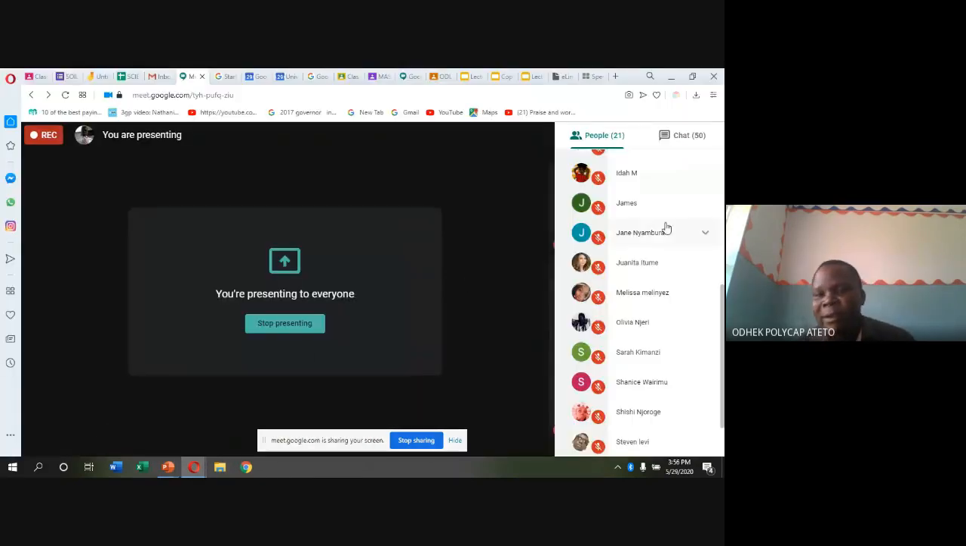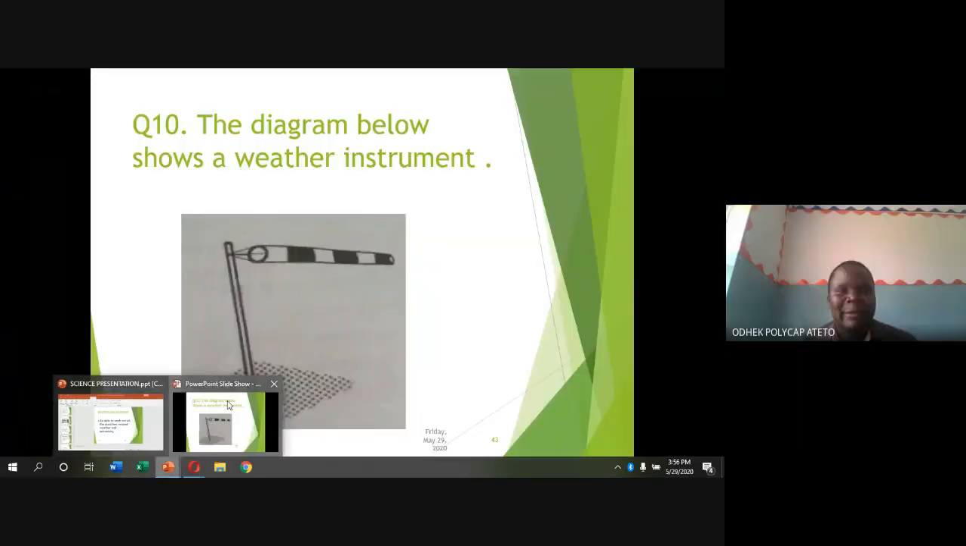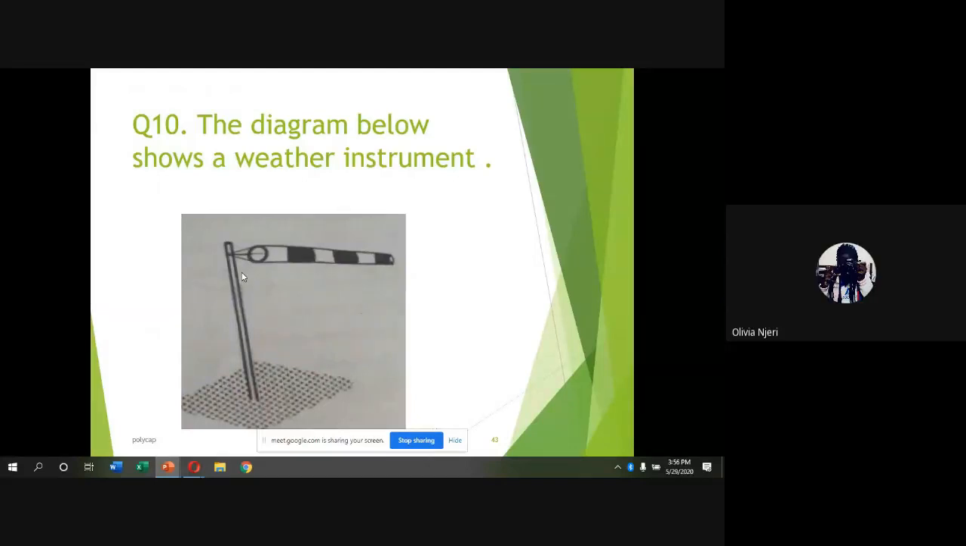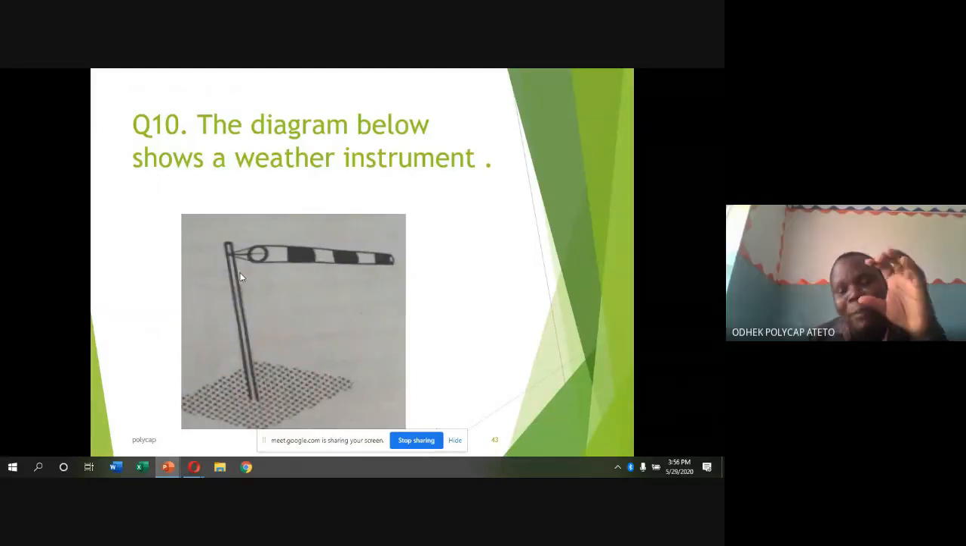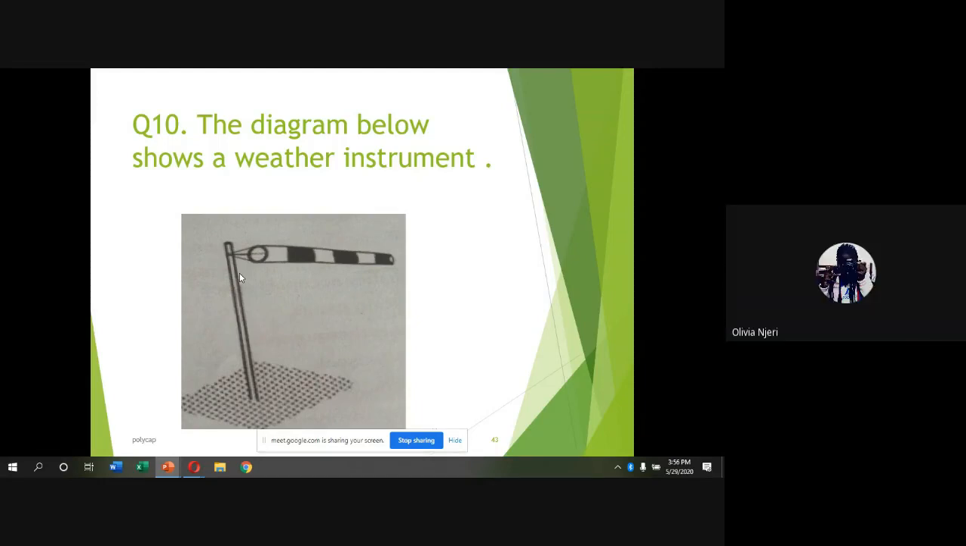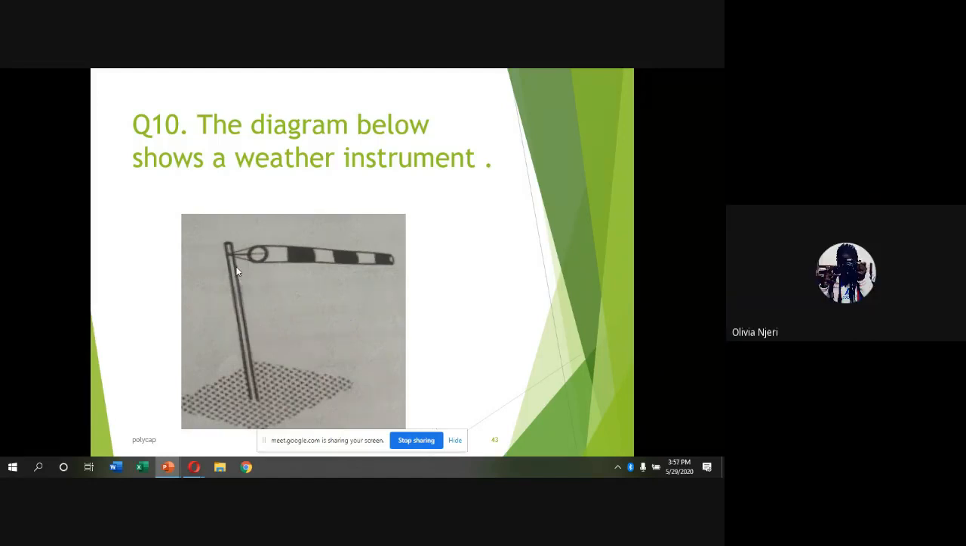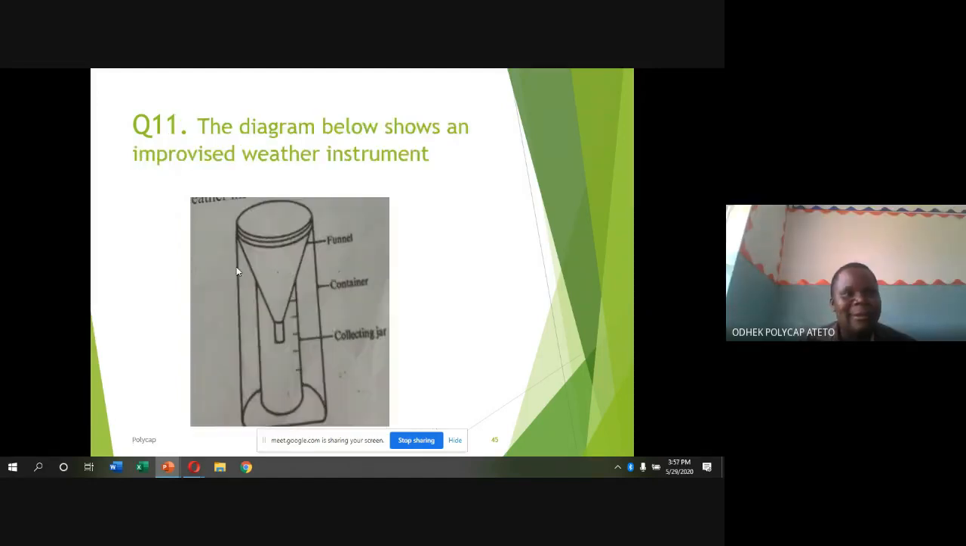Okay. Then Olivia. Yes. Number 10. The diagram below shows a weather instrument. And I hope you people are going through these questions, because when I ask you again, you'll be able to get each and every one of them correct. Question: what is the diagram, first of all? You have to tell us what diagram it is. Oh, it's a windsock. Correct.